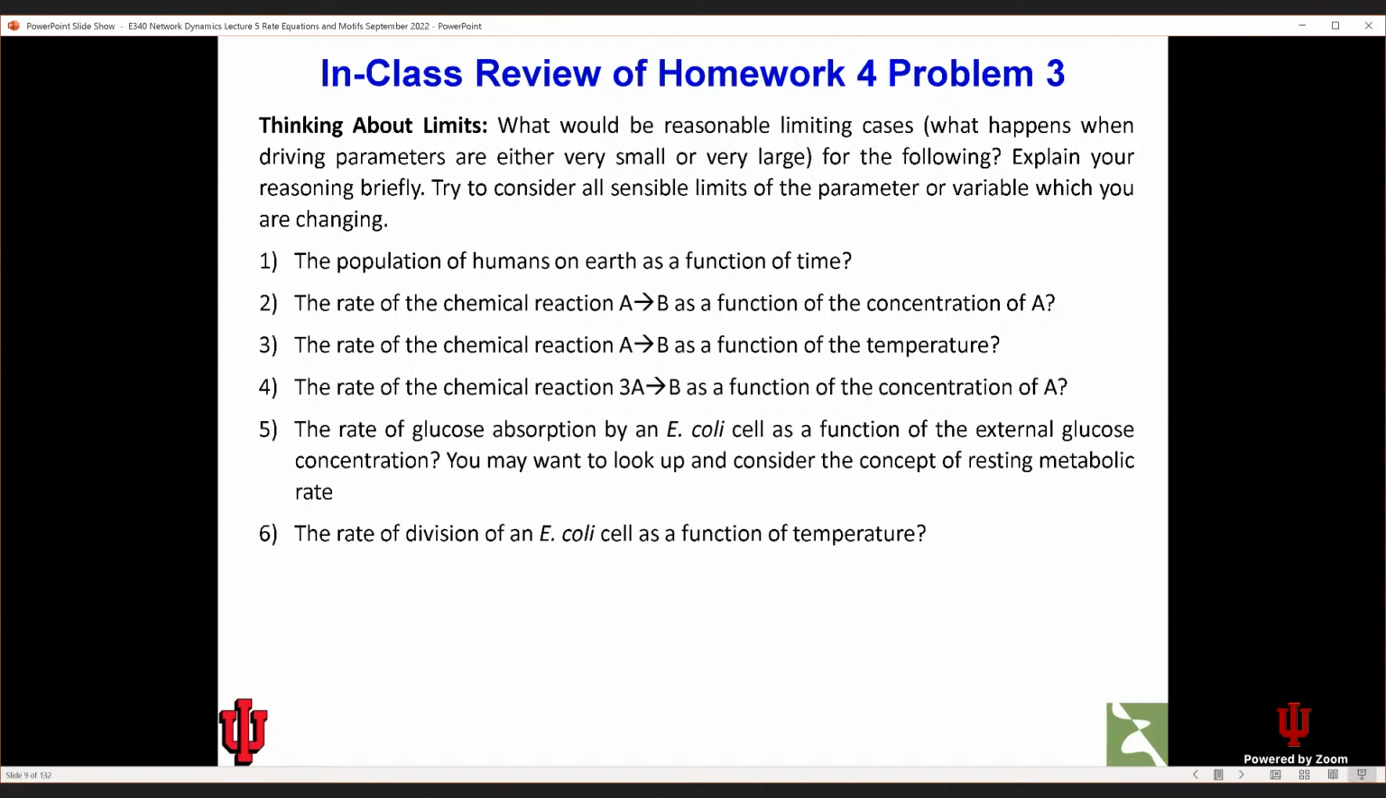Okay, what about number 3 before? The rate of a chemical reaction 3A goes to B as a function of concentration of A. Who's next? Zachary. I believe if A becomes really small, the rate would lower as a result, especially when the concentration is below 1. But if it's above that, then the rate would increase exponentially compared to the amount of concentration.